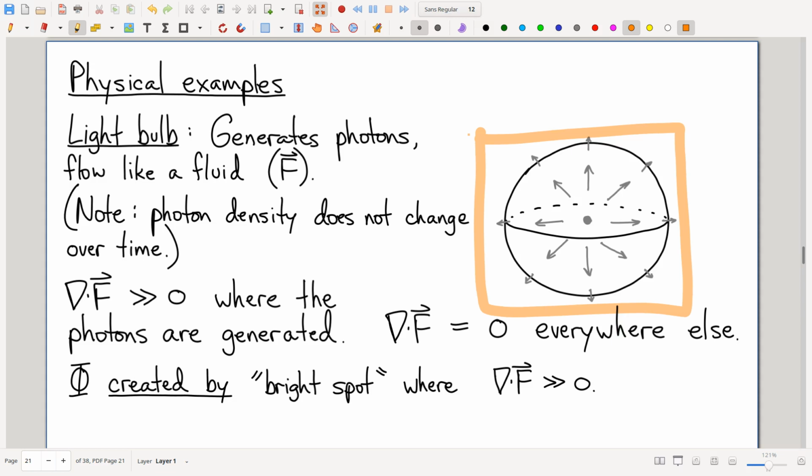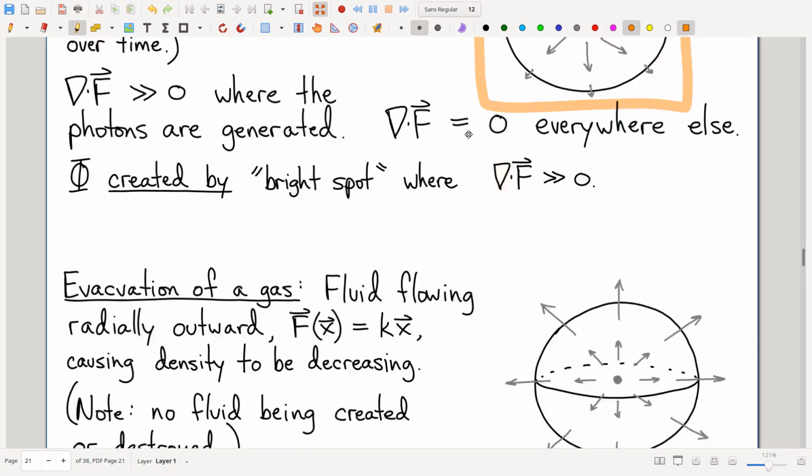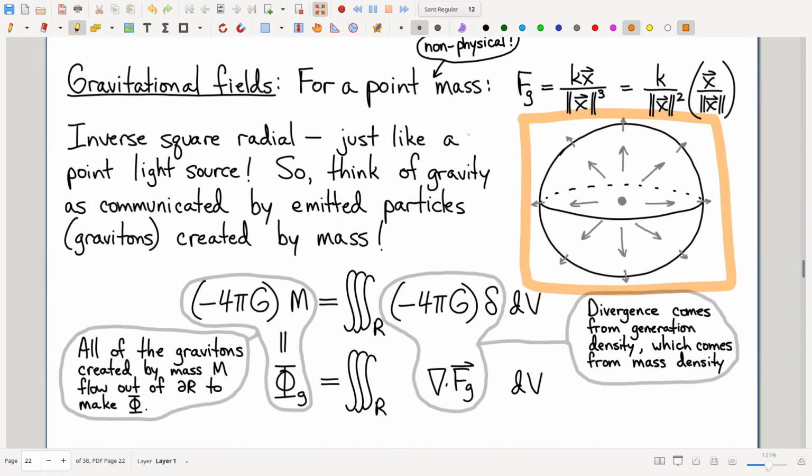It turns out, and this is a detail you can worry about if you really want to, that the vector field representing the fluid flow of photons coming out of a light bulb is structurally identical to the vector field representing gravitational fields. And that's very non-obvious, very unexpected, right? Because this is about forces. Gravity's a force. It's not a flow of a fluid, right? Or is it? Now, this is the weird thing.